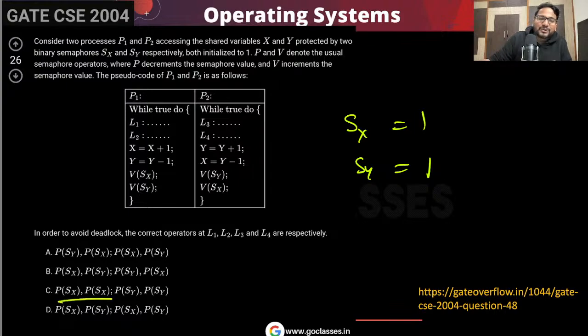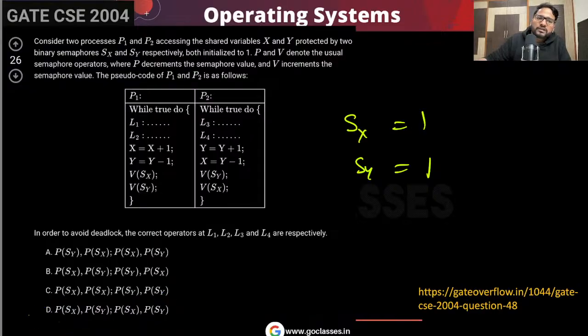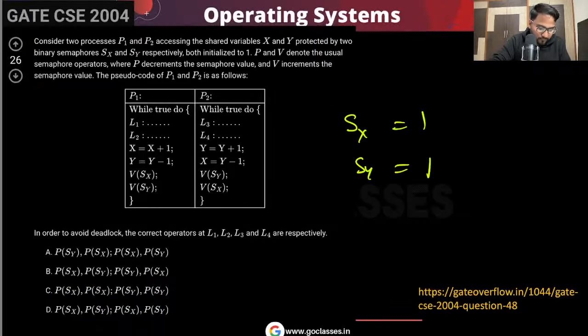X and X definitely can lead to deadlock. This is X and X, Y and Y. Once you execute this, it will always get stuck, obviously. X and Y and X and Y, yes. So basically, D is the correct answer here. Understood? So this is an easy and nice question. So D is the correct answer here. Okay, understood. Cool.